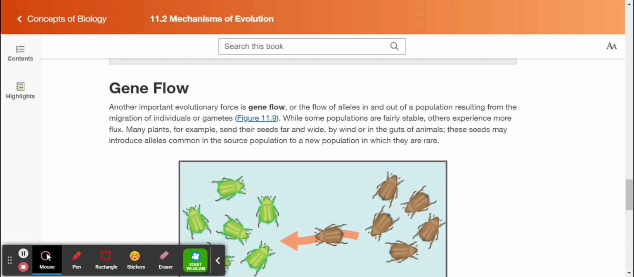Gene flow. Another important evolutionary force is gene flow, or the flow of alleles in and out of a population resulting from the migration of individuals or gametes. While some populations are fairly stable, others experience more flux. Many plants, for example, send their seeds far and wide by wind or in the guts of animals. These seeds may introduce alleles common in the source population to a new population in which they are rare.